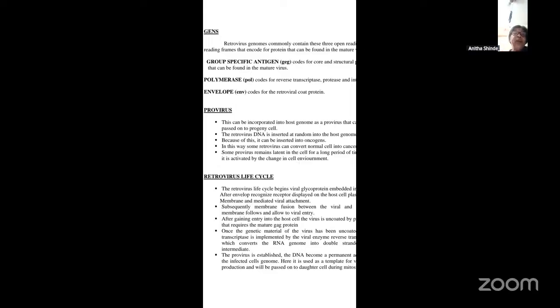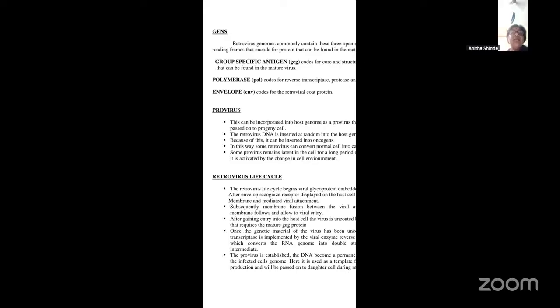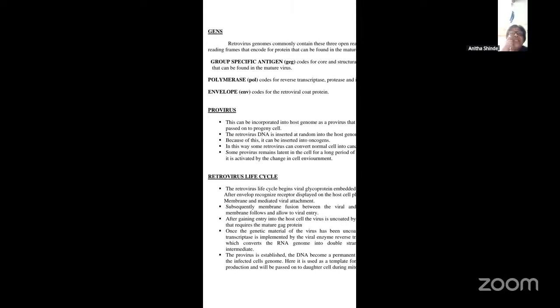Next is the provirus. The provirus will be incorporated into the host genome, and it can be passed on to the progeny cell. The retrovirus is inserted at random into the host genome, so it can be inserted into oncogenes. In this way, some retroviruses can convert a normal cell into a cancer cell.